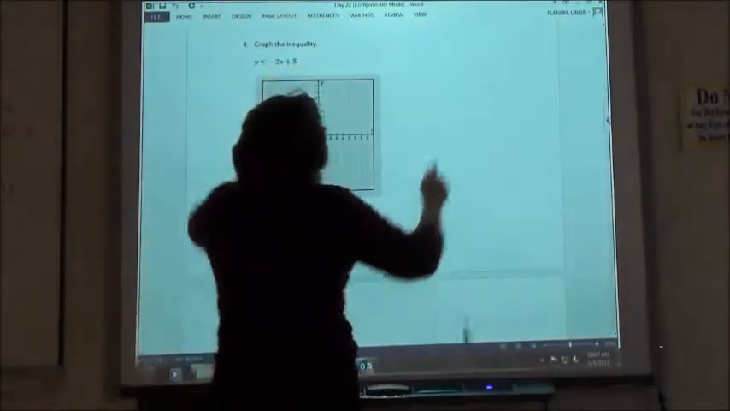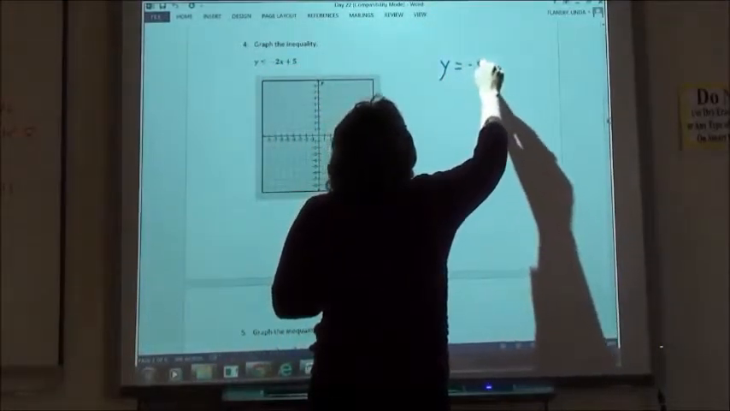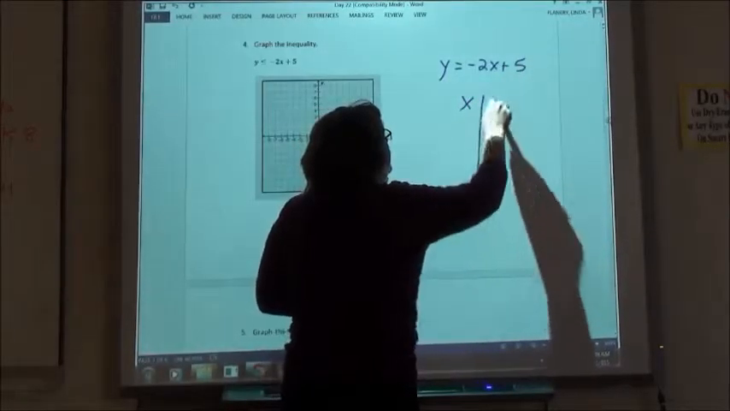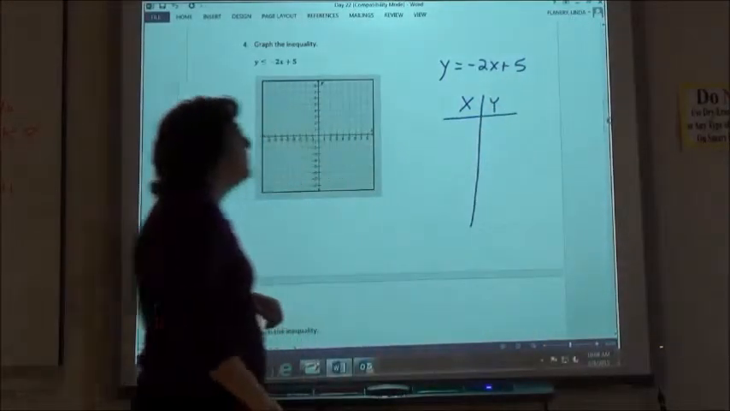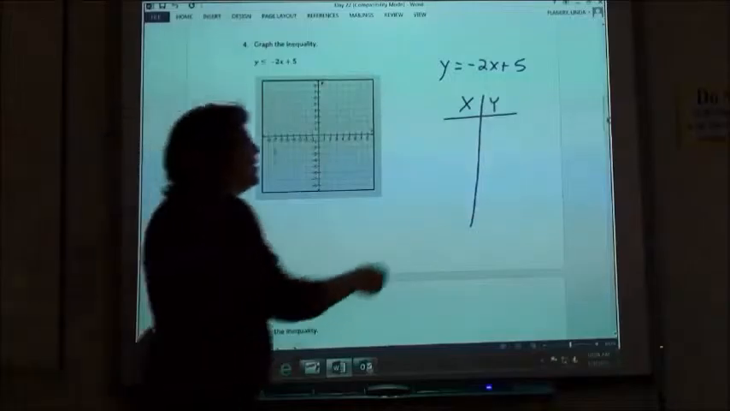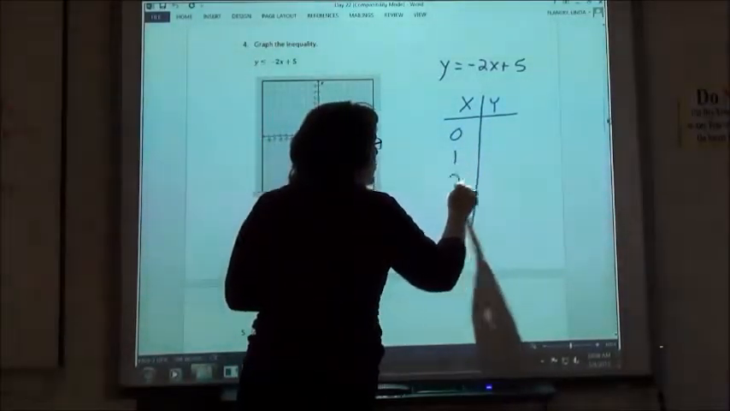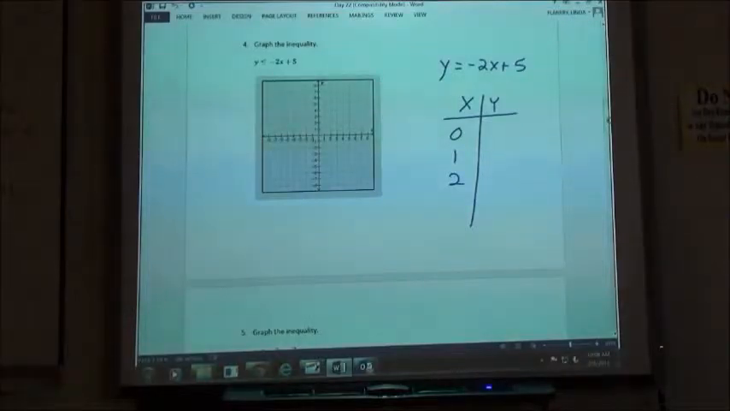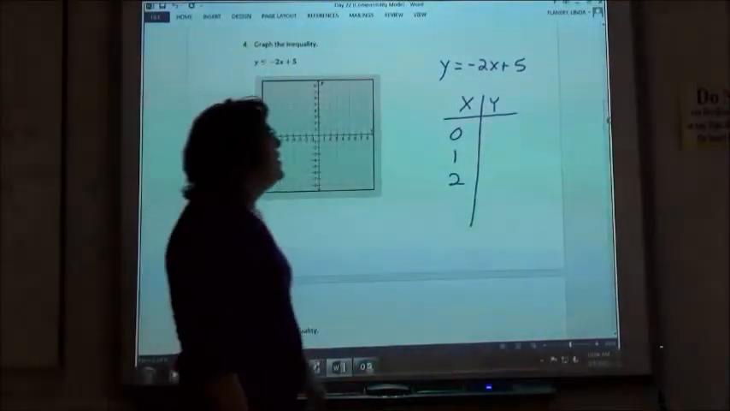So again, we pretend it says y equals negative 2x plus 5 to start with, and then we're going to graph that line. We said when we had it in slope-intercept form, we just use nice, easy numbers for x. I usually just pick like 0, 1, and 2, unless I have fractions, then I have to use 0 and multiples of the denominator, but since this one doesn't have any fractions, I plug them in.